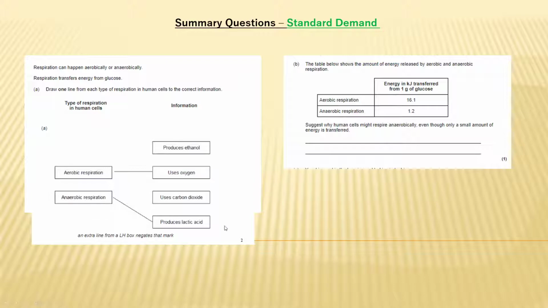Anaerobic respiration, however, produces lactic acid. Now lactic acid is associated with cramp, so it's always a nice way to remember which one's which. Produces ethanol. We know that it cannot be this answer, as this is used in unicellular organisms such as yeast and is instead a process called fermentation. Uses carbon dioxide is wrong, because we know that the products are oxygen and glucose. Carbon dioxide is a product.